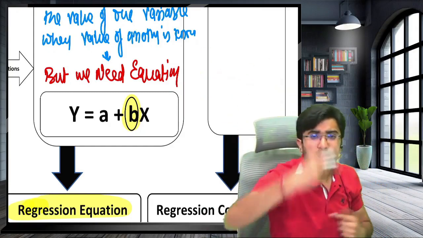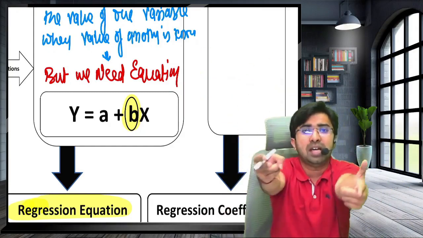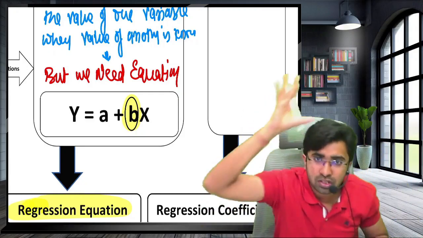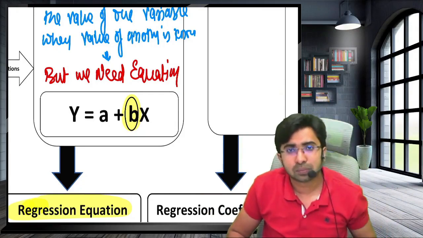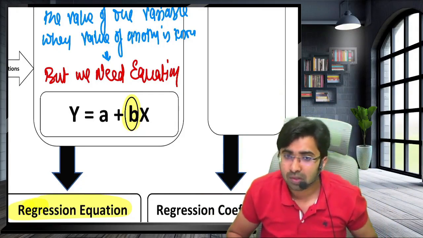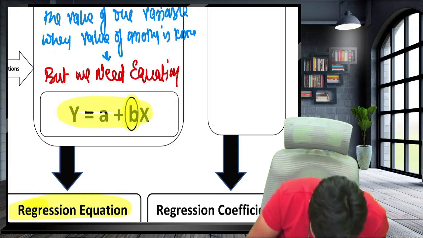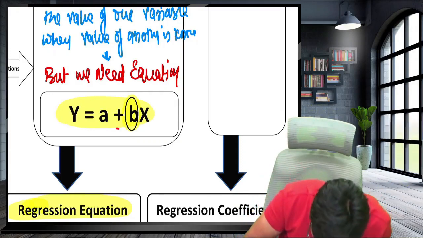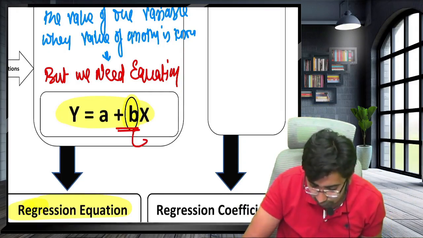Can I say my aim number 1 is dependent upon aim number 2? Without aim number 2, can you achieve aim number 1? Yes or no? Guys, without the regression equation, you cannot estimate the value, and you cannot construct it unless you have the value of b.